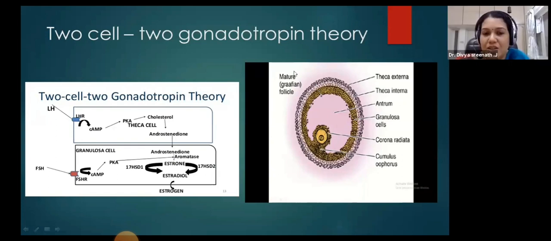This is the two cells: the theca cells and granulosa cells. Two cell, two gonadotrophin; two gonadotrophin means LH and FSH. So this helps in the production of estradiol or estrogen. Under the influence of LH, in the theca cells, androstenedione is produced. The androstenedione is transferred to the granulosa cells. In the granulosa cells, under the influence of FSH, this androstenedione or androgen is converted to estrogen or estradiol.